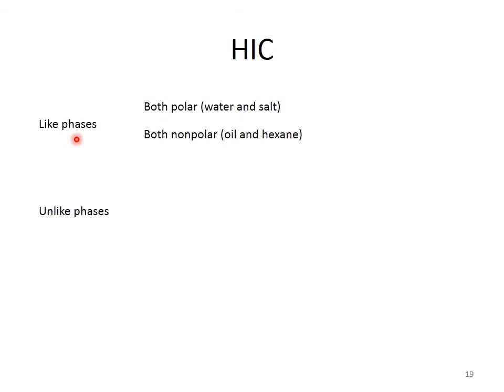So the next type, when there are like phases, for example, we have two polar phases. For example, salt and water, they both are polar, so they can easily interact with one another and salt can be dissolved in water. Similarly, if we have both non-polar phases like oil and hexane, they both are non-polar and hence they can interact with one another. So if we have like phases, they would be able to interact with one another. But if we have unlike phases, then these unlike phases will not be able to interact with each other.